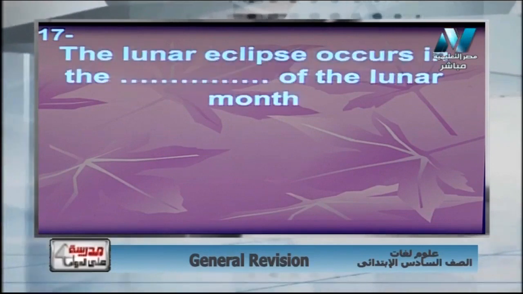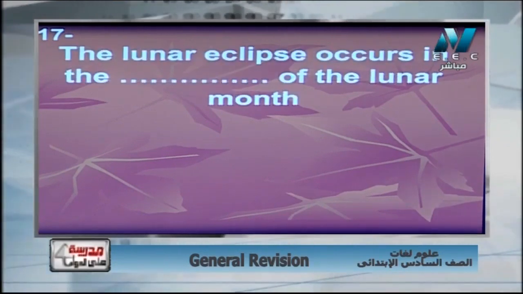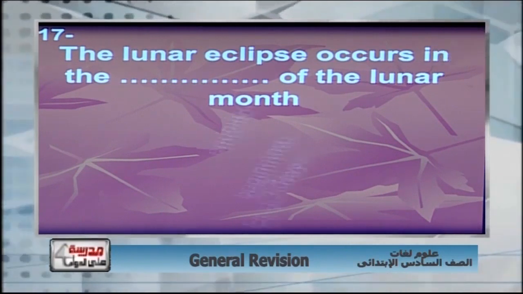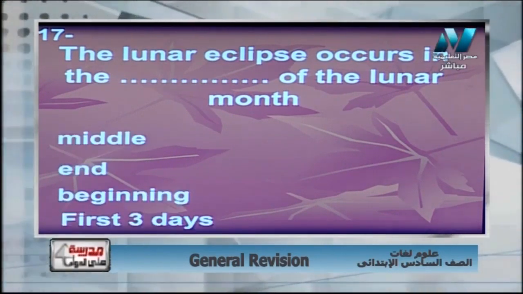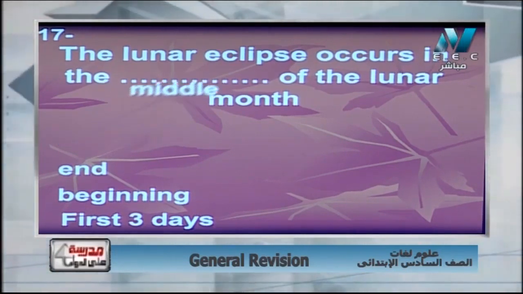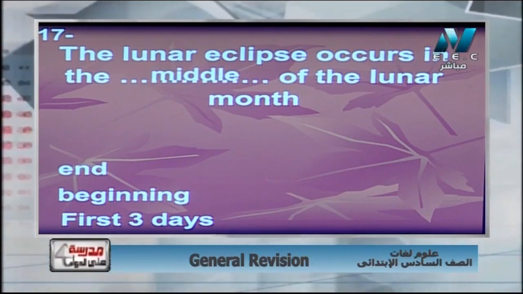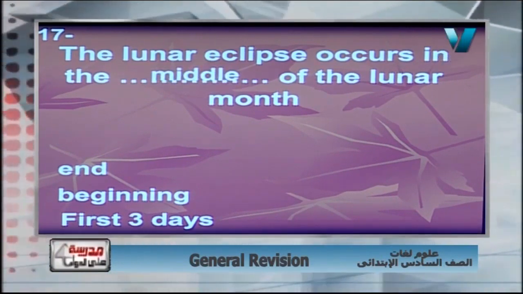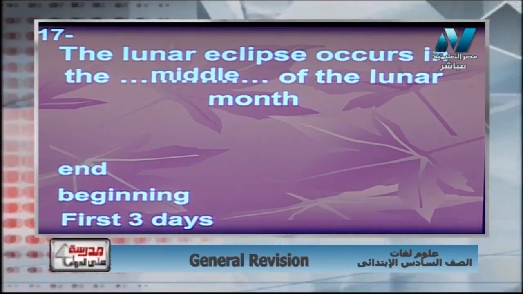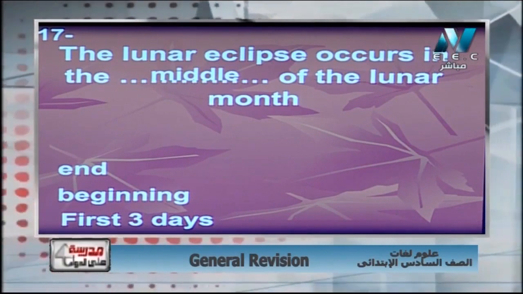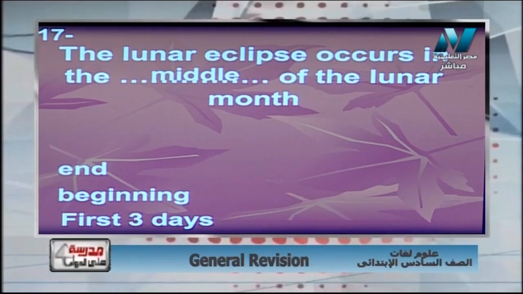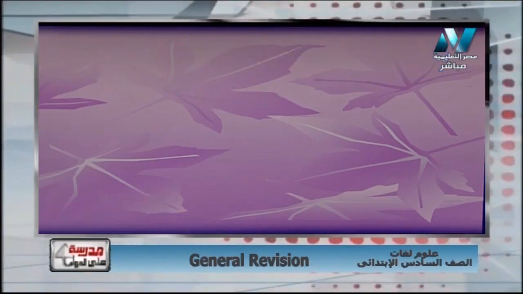Another question that says, lunar eclipse occurs in the blank of the lunar month. When does a lunar eclipse happen in the lunar month? In the middle, in the end, in the beginning, in the first three days. Sure, in the middle of the lunar month, when the moon phase is full moon, which we call the badr. It is usually in the middle of the lunar month, around day 14 or 15 specifically. Again, lunar eclipse occurs in the middle of the lunar month.